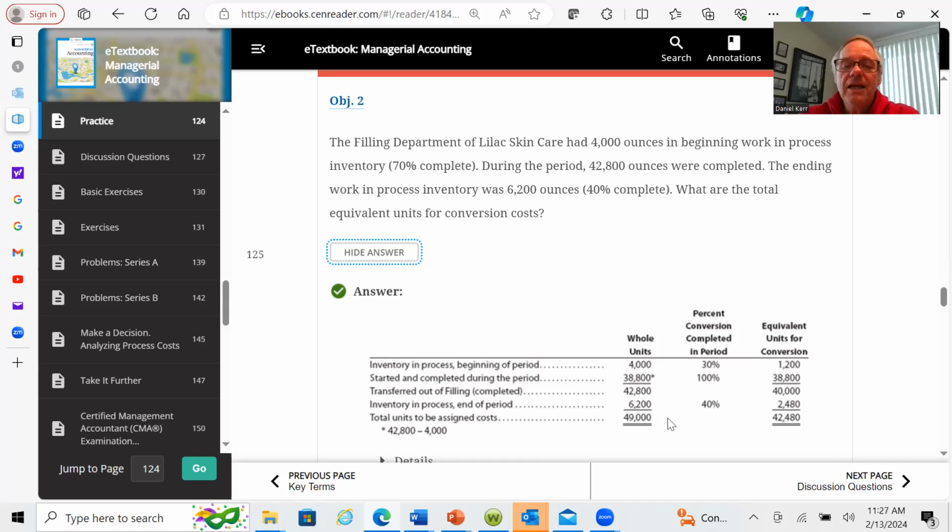All right, let's go back, and let's see if we can tie these all together. Now that we know what the equivalent units are, we can come up with the actual amount per unit for materials and the amount per unit for conversion costs.